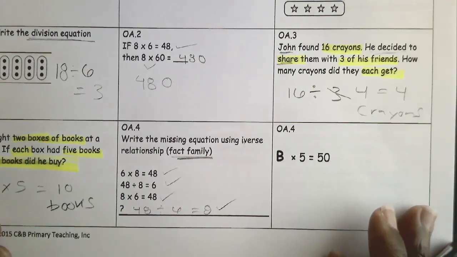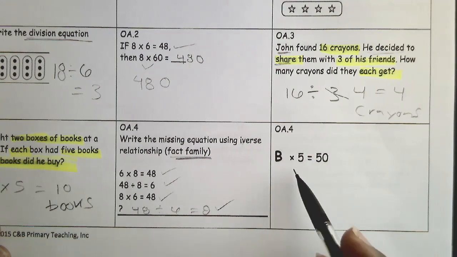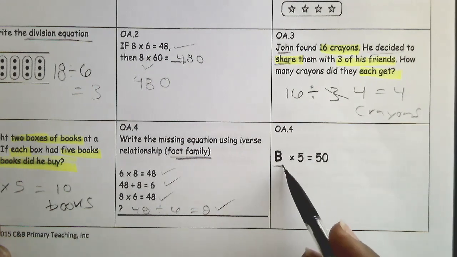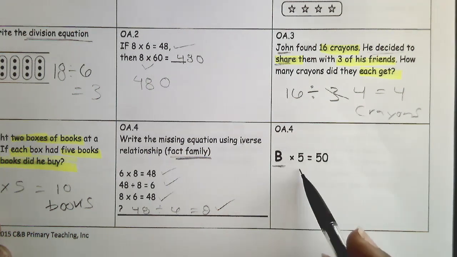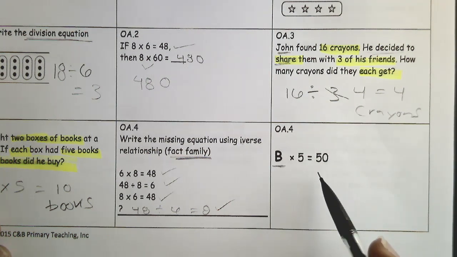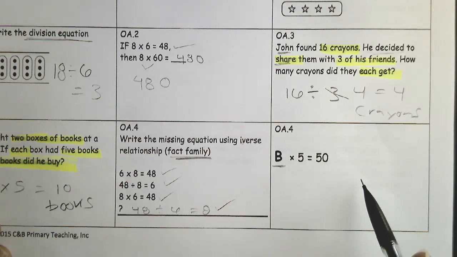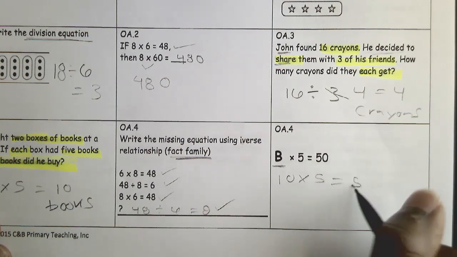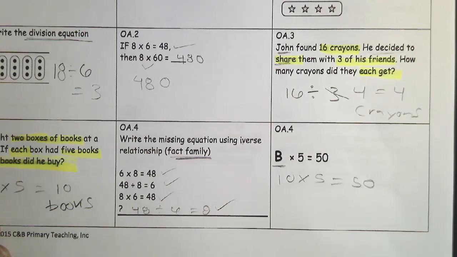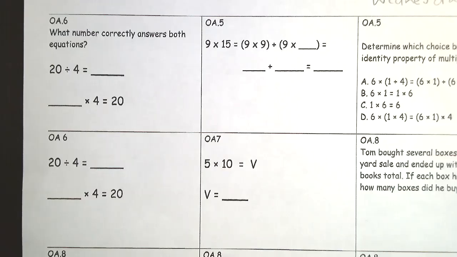Okay? That next one, it says B. Remember, I told you in questions, there's often going to be letters or a question mark itself asking you to solve for that question mark. We're figuring out the unknown number, okay? So B, in this case, times 5 equals 50. What times 5 would equal 50? Okay? We know that 10 times 5 equals 50. All right? Now we're going to move to the next page because we're done with this one, okay?